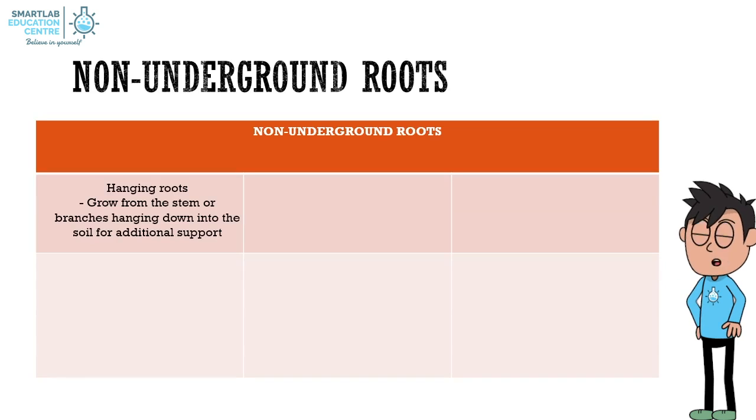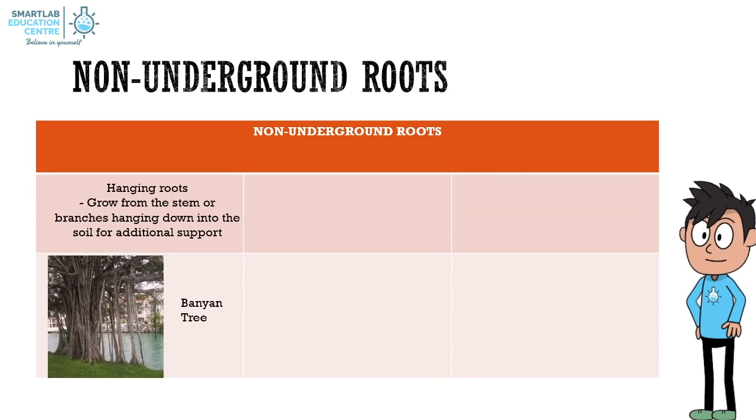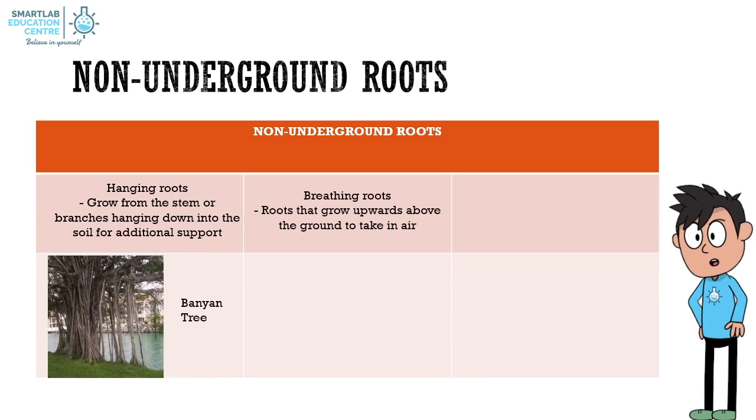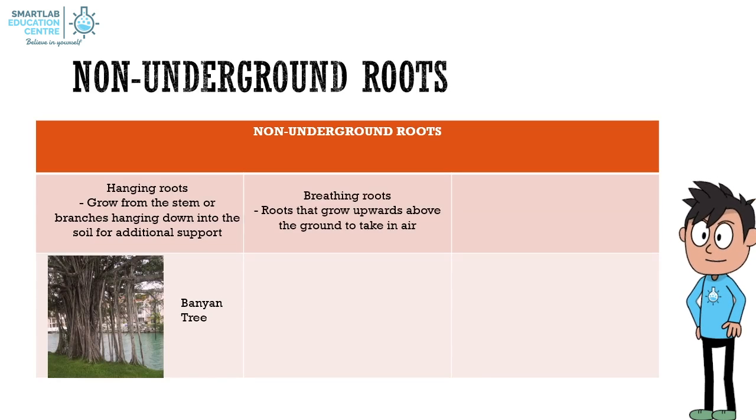Example of a tree with hanging roots. Banyan tree. Breathing roots, which are roots that grow upwards above the ground to take in air. Example of a tree with breathing roots.